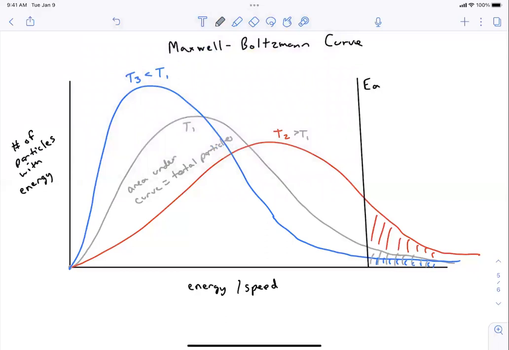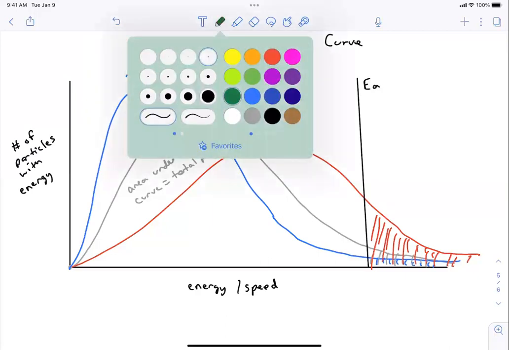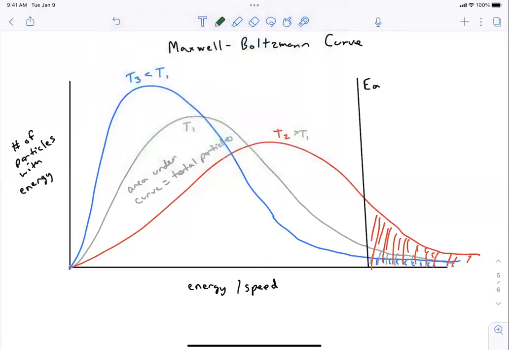So notice this also reaffirms the idea that when you increase temperature, more particles have the right amount of energy to react, because if you notice the area of the red is much greater than the area of the gray or the blue. So this again reaffirms the idea that higher temperature means more particles have the right amount of energy to react, shown by the area of the curve that's past that line.